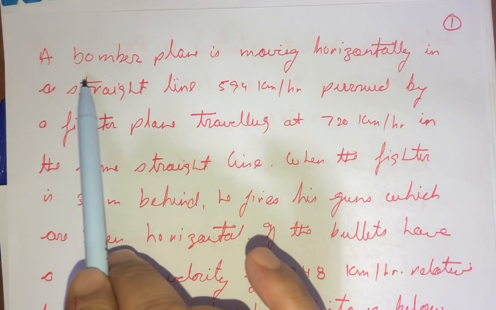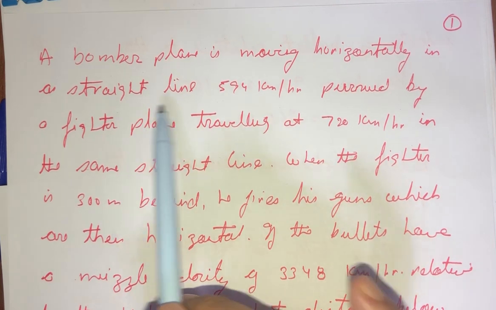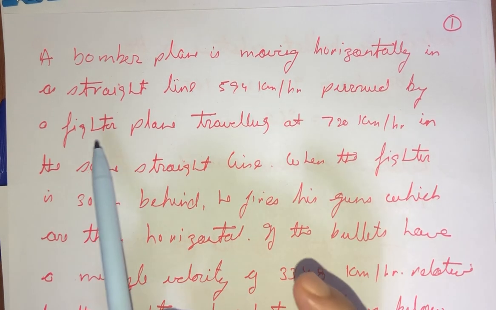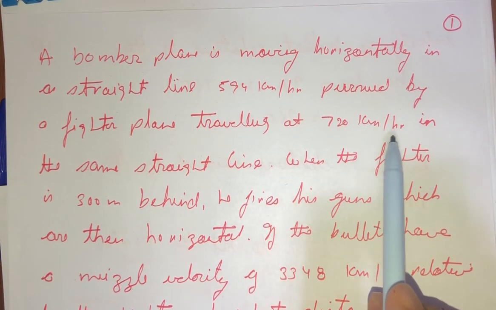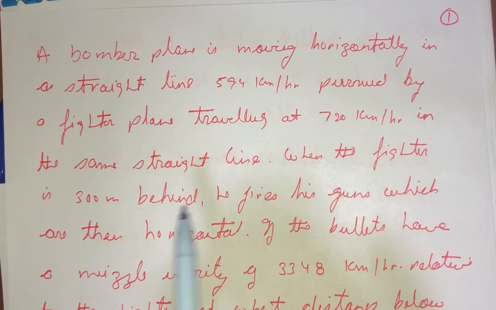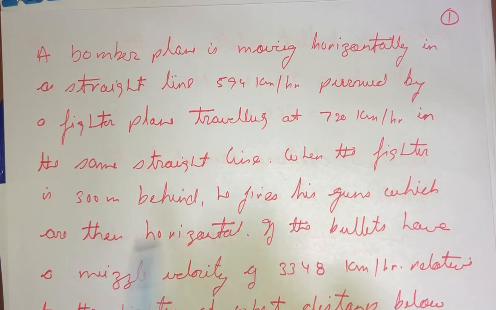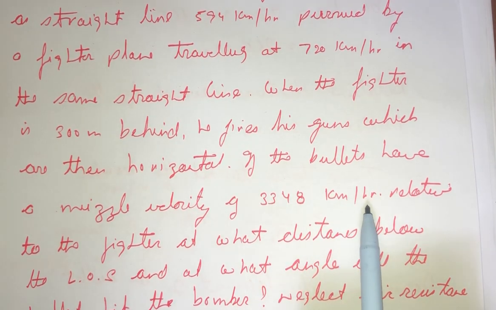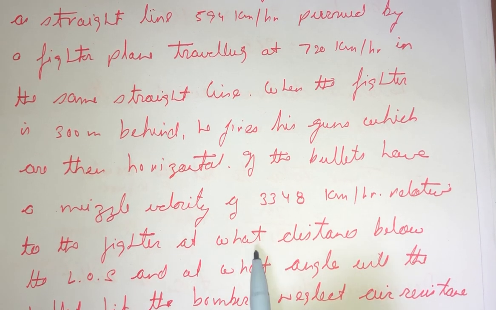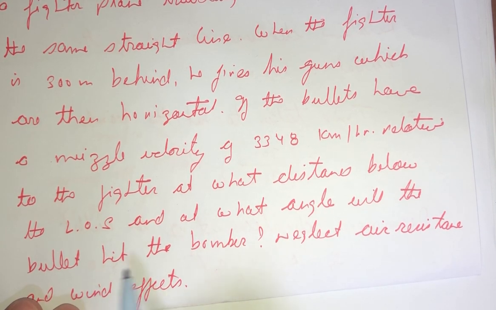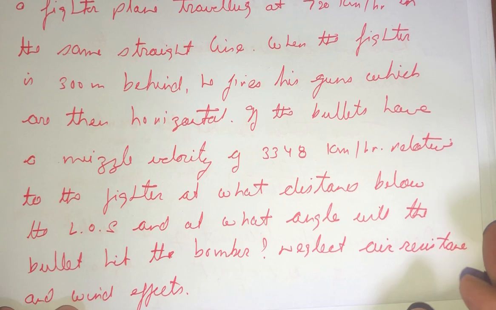The question is, a bomber plane is moving horizontally in a straight line at 594 km per hour, pursued by a fighter plane traveling at 720 km per hour in the same straight line. When the fighter is 300 meters behind, he fires his guns, which are then horizontal. If the bullets have a muzzle velocity of 3348 km per hour relative to the fighter, at what distance below the line of sight and at what angle will the bullet hit the bomber? Neglect air resistance and the wind effects.